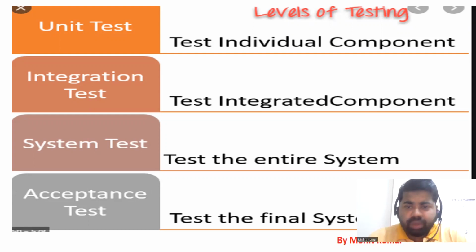So in this session, we will continue levels of testing. In this level of testing, we have unit test, integration test, system test, and acceptance test. We have already discussed in depth what unit testing is. Basically, unit testing is done by the developer, who writes a small piece of code to check whether the main functionality of the code base is working or not.